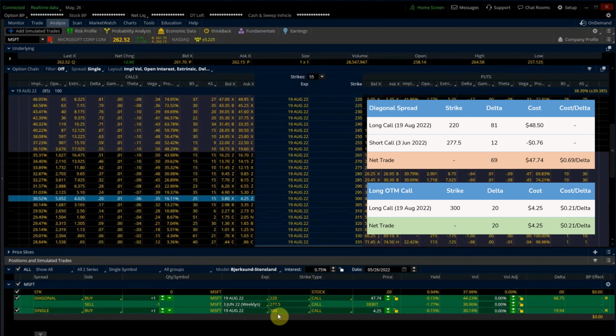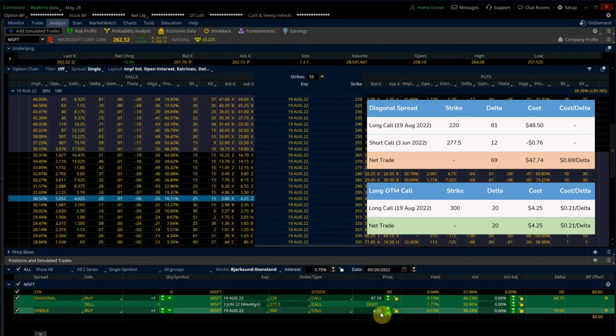Okay, and the cost for me to enter this particular trade is $4.25, and the cost per delta of this long out of the money call will be 21 cents, which means that it will cost me 21 cents to capture every delta move of the underlying. How did I get this number? It's basically taking the cost to enter the out of the money call, which is $4.25, divided by the delta of 20.